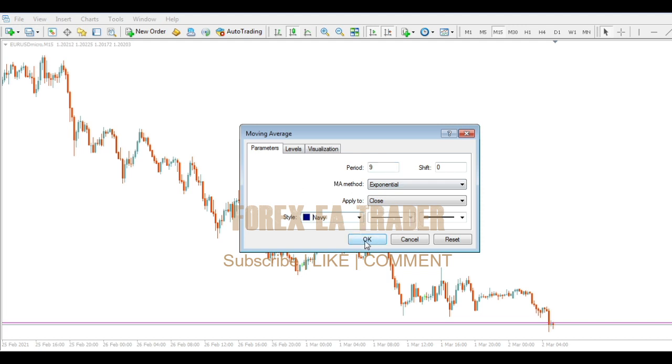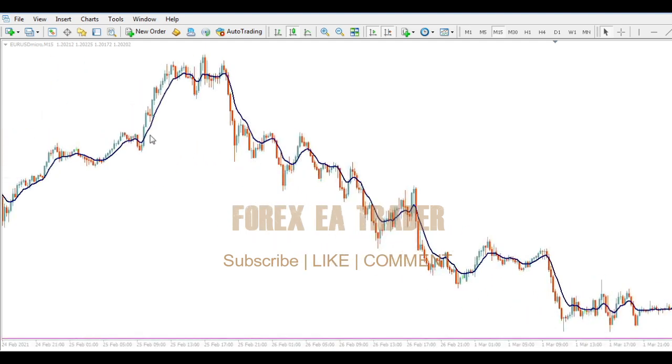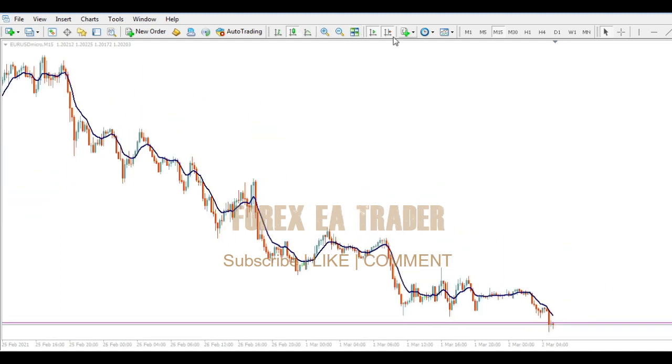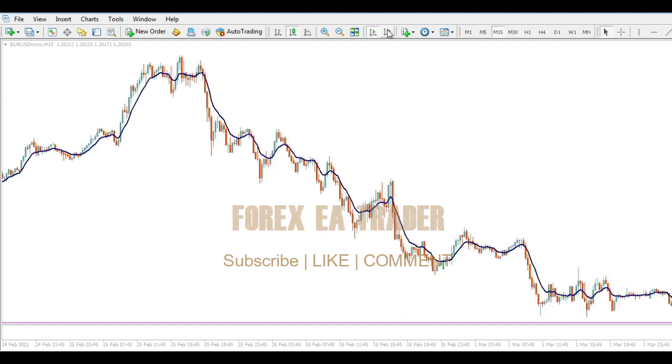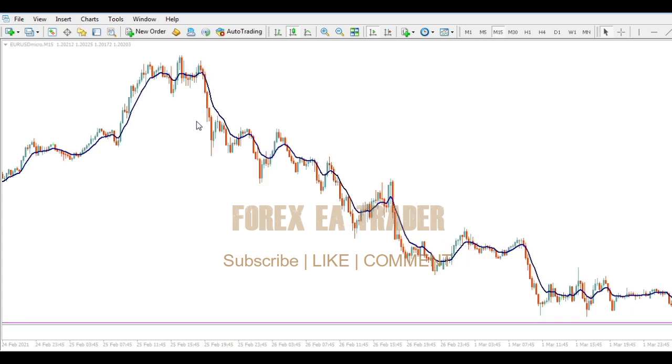Let's start. You can have a 9 which sort of hugs price. You can see the 9 period moving average sort of hugs price. You can make it a 9 or a 10. It's up to you. Then this is the faster filter, because the moving averages are acting as filters for price. So this is the faster filter.